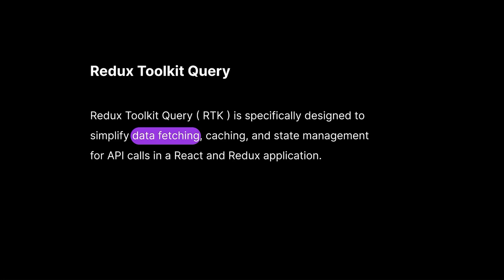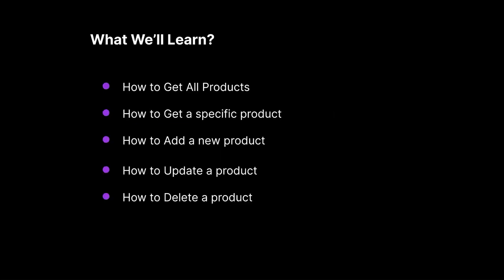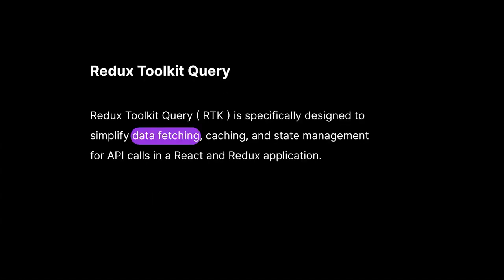And that was it about the RTK query. That's the only definition I can give you. In this section, we're going to be learning how we're going to be getting all the products, how we're going to be getting a specific one, how we're going to be adding a product, how we're going to be updating a product and deleting a product. Okay, so yeah, that was just a quick intro to what RTK query is. And now let's get into the setup.